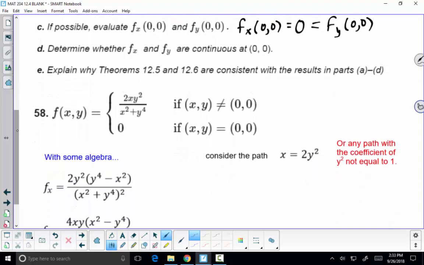Determine whether f sub x and f sub y are continuous at the origin. Can these be continuous at the origin if the function is not differentiable? No. They cannot be continuous, because if these were continuous at the origin, then it would be differentiable, since the theorem we use to confirm differentiability says that the partials exist and are continuous. So if the function is not differentiable, there's no way the partials are continuous. So no.